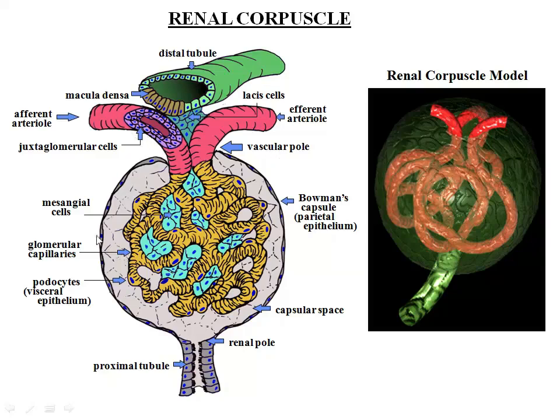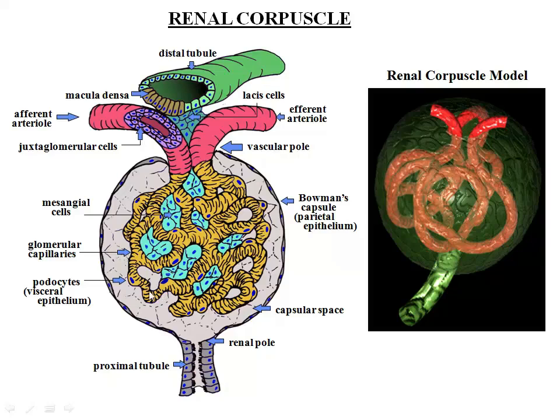Okay. Thereafter, in this Bowman capsule, we generally use the terminology vascular pole here and renal pole here. So the area where all the filtrate except RBC and WBC goes into the tubule system, that part of the Bowman capsule is called the renal pole, and the opening through which the glomerular arteriole enters into the Bowman capsule is referred to as the vascular pole.